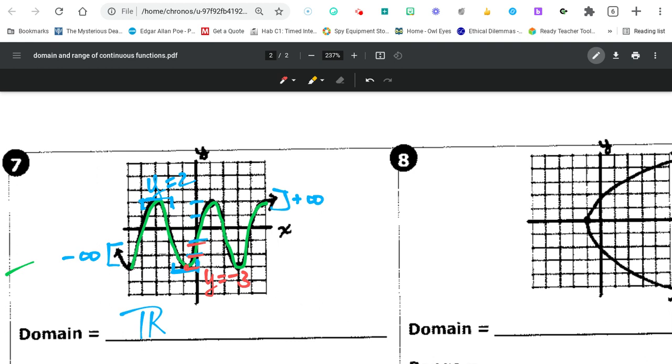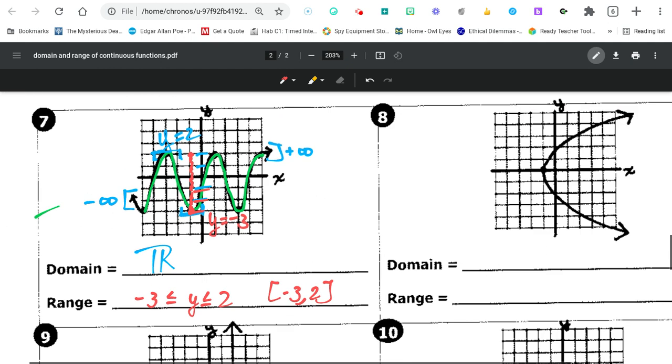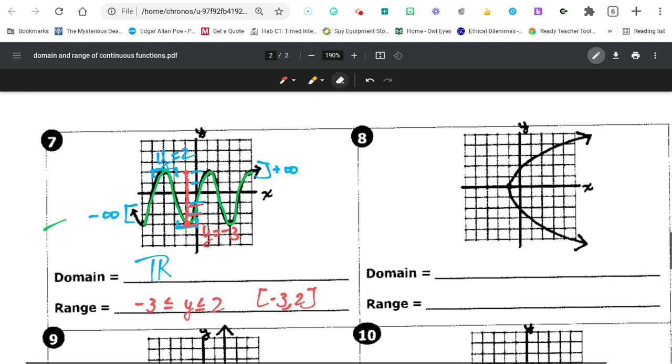From here up to here, and then it'll bounce back down. Okay, or I can say from here down to here, and then it'll bounce back up. So your Y value bounces between -3 and 2, or I can put it in interval notation. So that's what we call a bounce graph, okay?